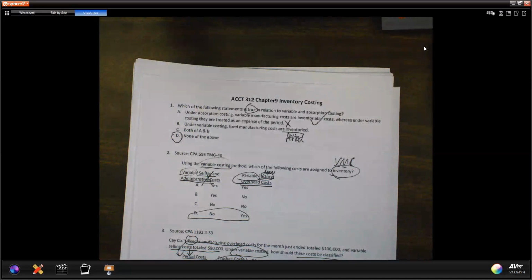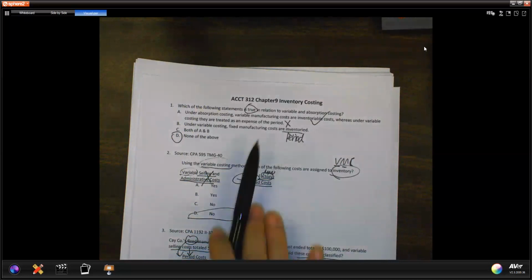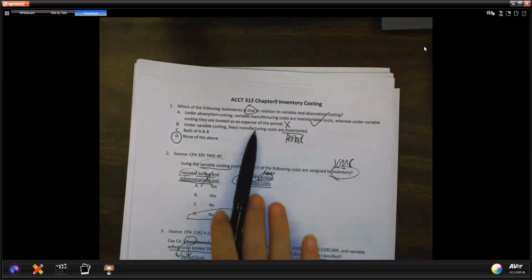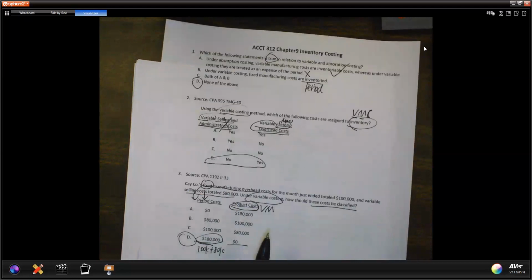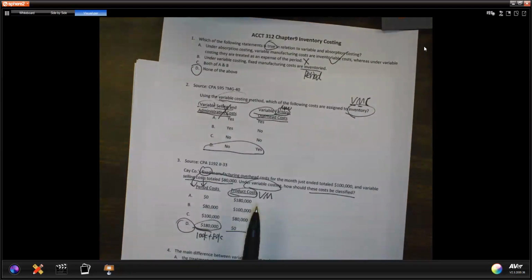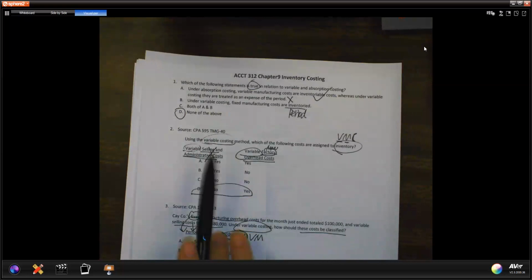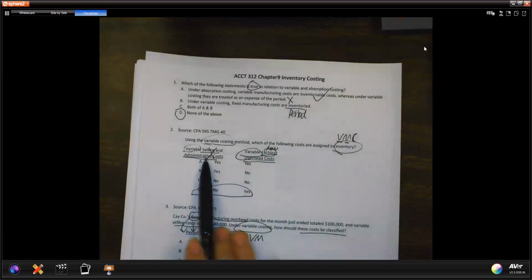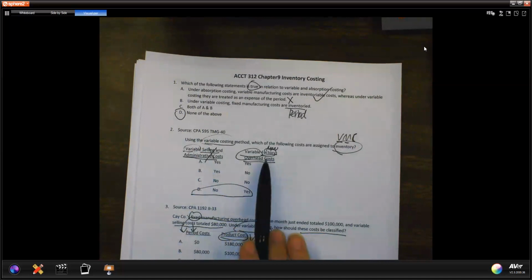What I want to say is you have to know the conceptual questions, like question 1 and question 4, which are just talking about the definition. And you also need to know the meaning of variable manufacturing cost or non-manufacturing cost. If I say CEO salary, you should be able to know that is general administrative, which is always your period cost.